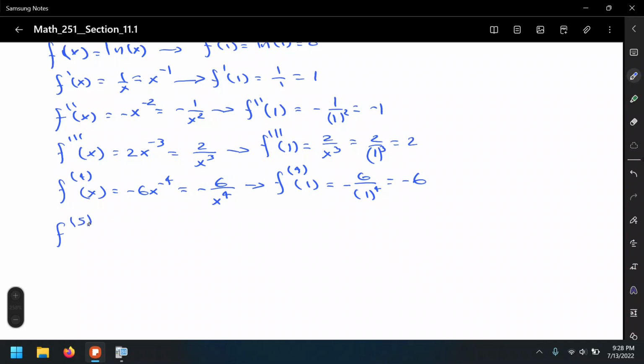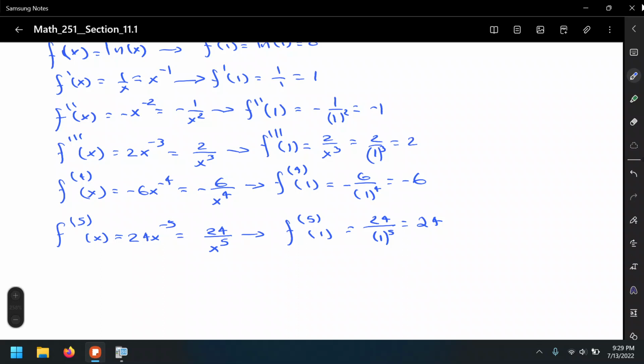The fifth derivative, let's find the derivative first. So that's negative 6 times negative 4, that's positive 24, x to the negative 5, which is 24 over x to the 5th power. F quintuple prime evaluated at 1, that's 24 over 1 to the 5th power, which equals simply 24.